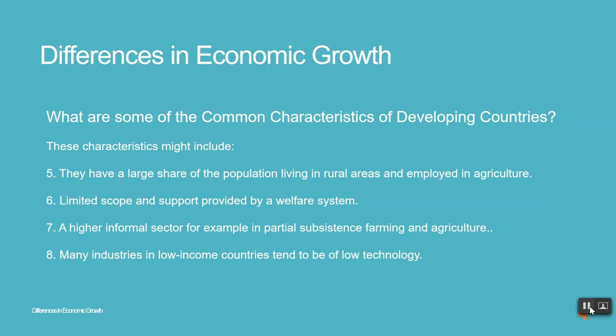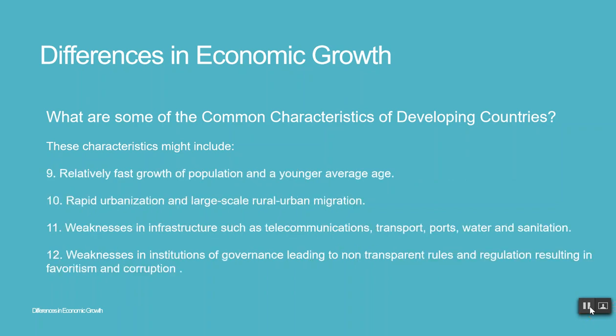6. Limited scope and support provided by a welfare system. 7. A higher informal sector, for example in partial subsistence farming and agriculture. 8. Many industries in low-income countries tend to be of low technology. 9. Relatively fast growth of population and a younger average age. 10. Rapid urbanization and large-scale rural-urban migration.